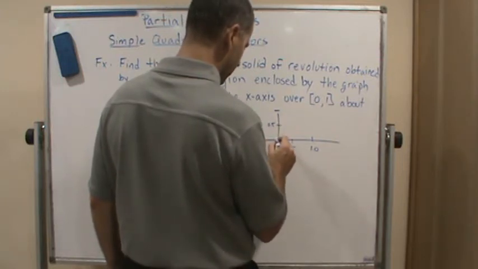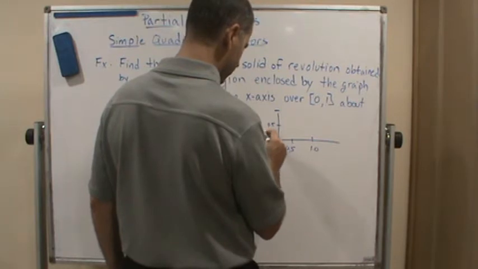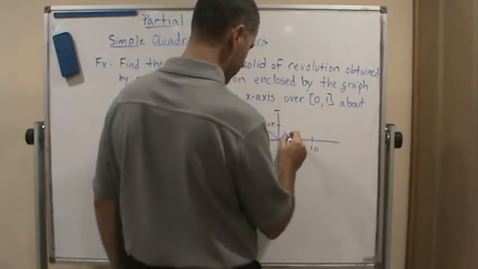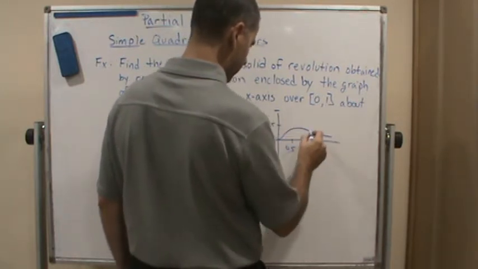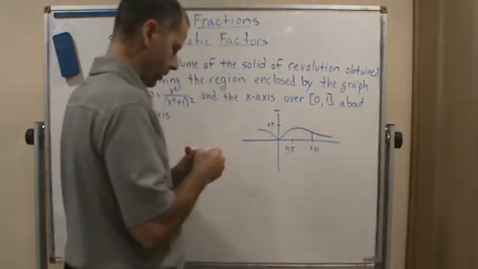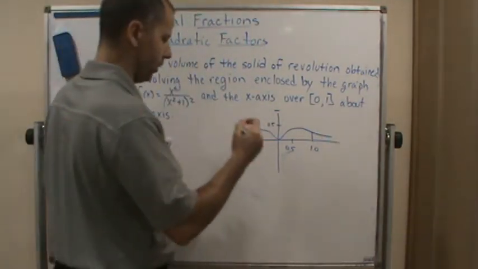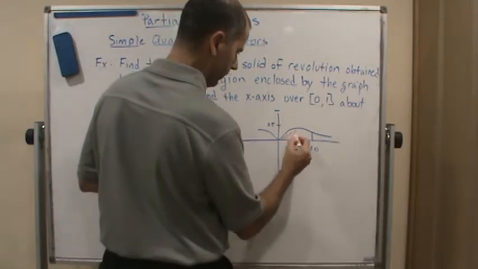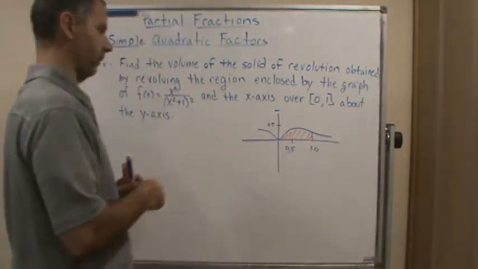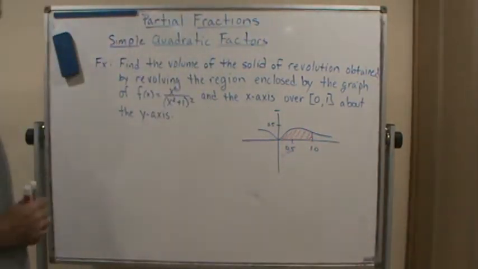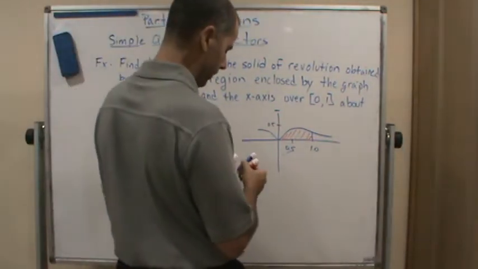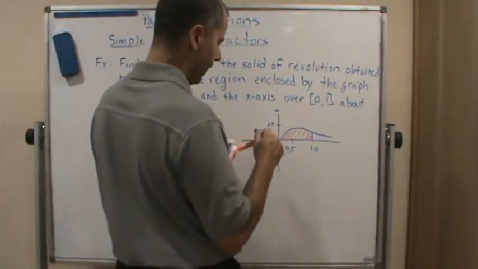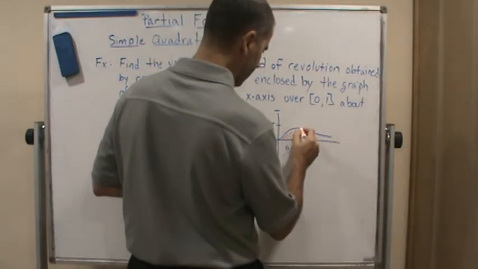So it looks something like this. Where the region we're going to be revolving is this one. Okay, and so in this case we're going to want to use the cylindrical shell method because it's going to be nice and easy to do.